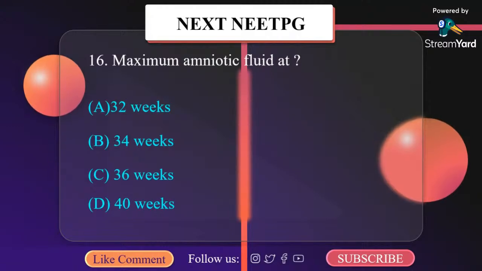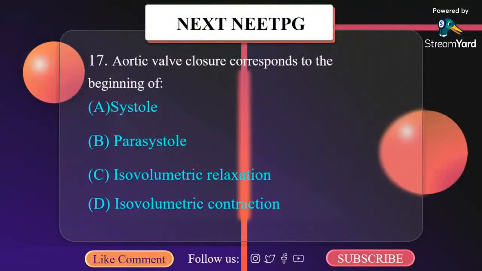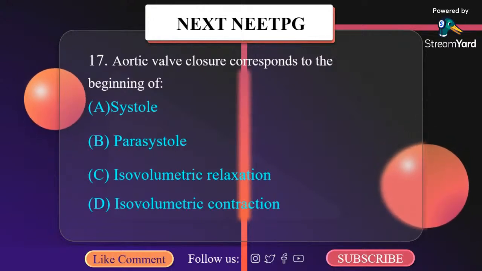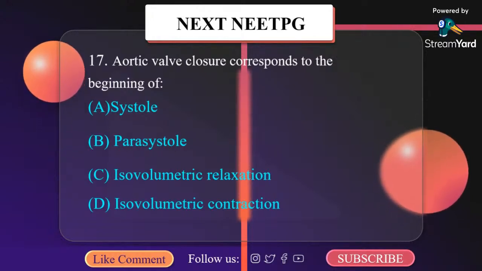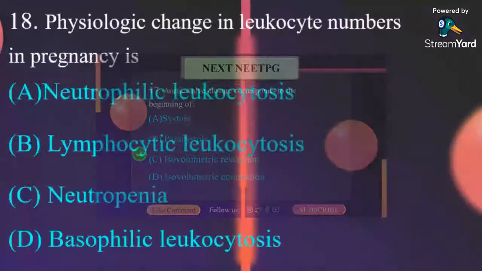Maximum amniotic fluid is at 36 weeks. Aortic valve closure corresponds to beginning of A. Systole, B. Parasystole, C. Isovolumetric relaxation, D. Isovolumetric contraction. It is isovolumetric relaxation.